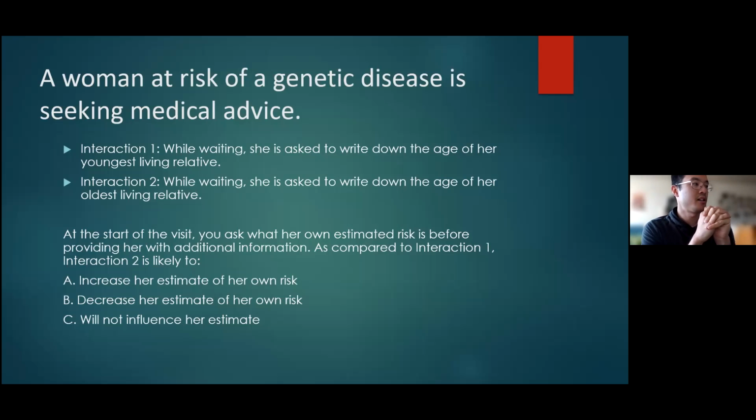So compared to interaction 1, where she writes down the youngest, interaction 2, which she writes down the oldest living relative, is likely to A, increase her estimate of her own risk, B, decrease her estimate of her own risk, or C, not influence her estimate.